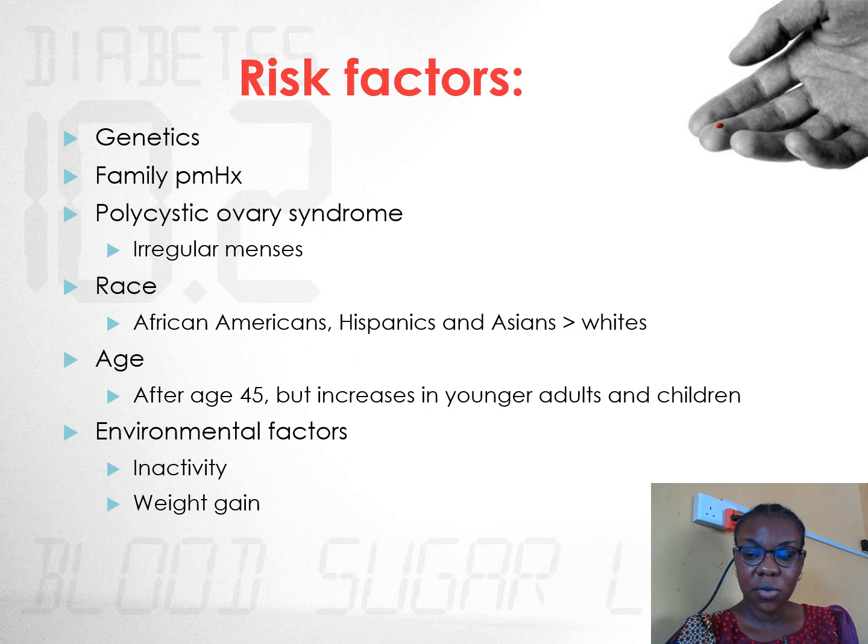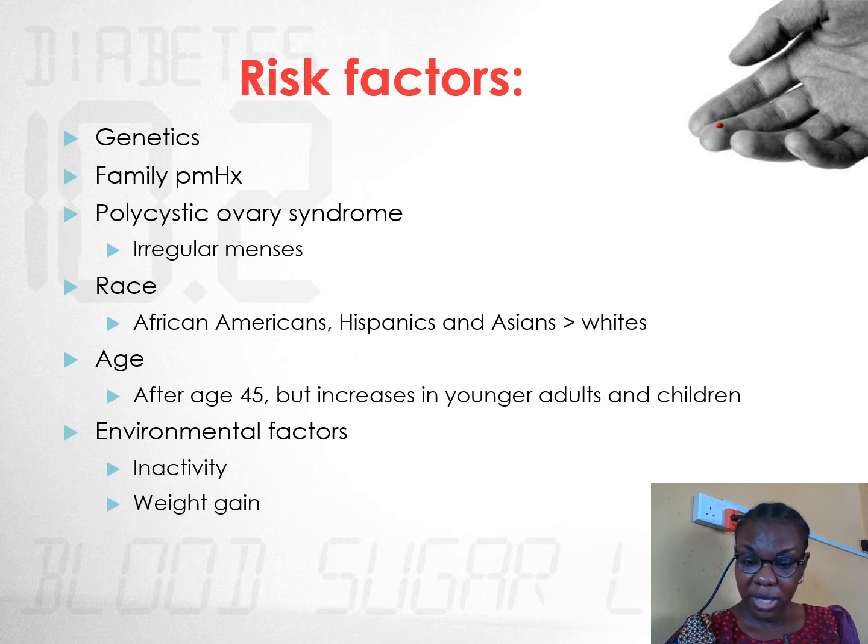Now, polycystic ovarian syndrome, because of the hormonal interplay of the female hormones, this could also impact the insulin and its effects. But these ones will usually have irregular menses. Then race, African Americans, Hispanics, and Asians would have it more than whites. I'm talking about type 2 diabetes. Then the age, after 45, it increases.